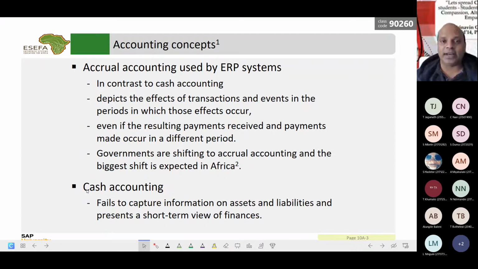Cash accounting, on the other hand, fails to capture information on assets and liabilities and presents a short-term view of one's finances. Now, we're not going to be talking about cash accounting. We're going to be talking about this accrual accounting because that's how the ERP system operates. Keep that in mind.